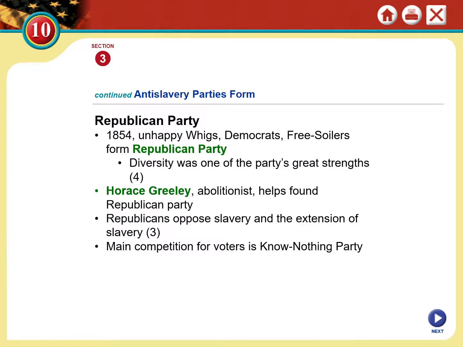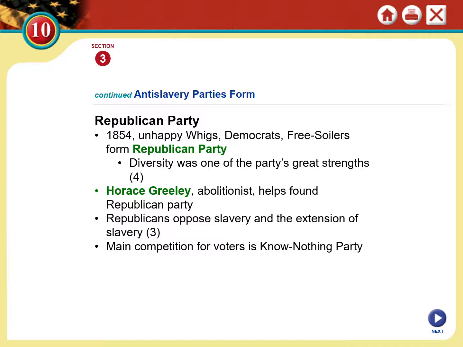Now, the Republican Party formed out of a coalition of Whigs who had divided over the Kansas-Nebraska Act, a number of Northern Democrats who had grown to dislike slavery, as well as Free Soilers who maybe didn't oppose slavery on moral grounds, but opposed the extension of slavery. And then finally, the Know-Nothings, who just opposed immigration.